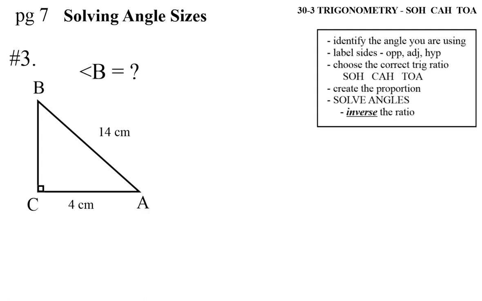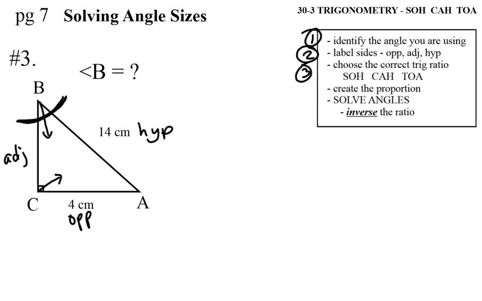Here we go, page 7, number 3. We want to calculate angle B. So if we're calculating angle B, identify the angle you want to work with. Well, if we want angle B, that's the angle we're going to work with. There's our reference angle. Second step, label your sides. Opposite the 90 is the hypotenuse. Opposite the reference angle is the opposite, and that leaves the adjacent.